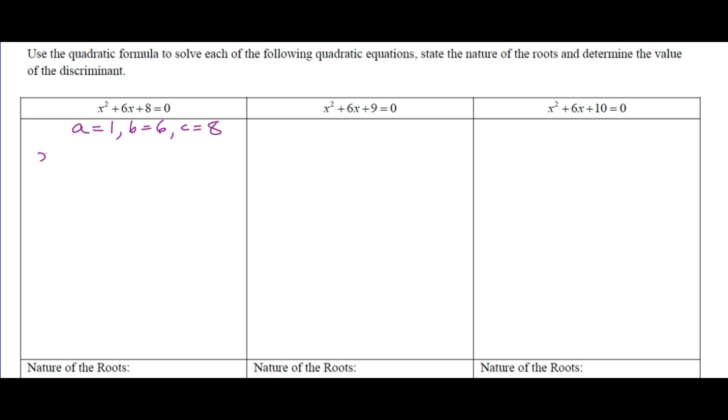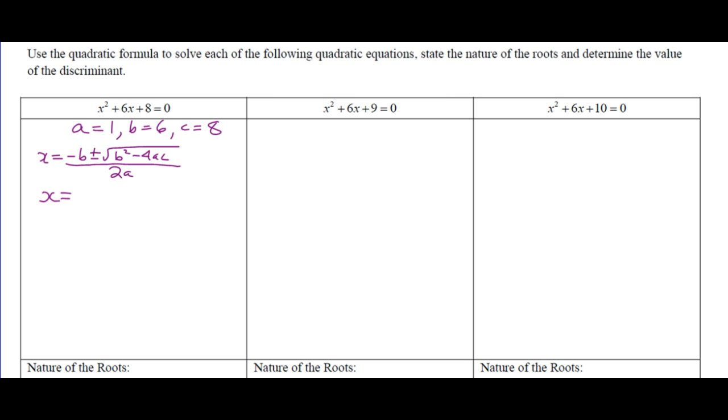Write out the formula. I don't care if it's on the formula sheet, although you should probably copy it off of the formula sheet. Make sure that your fraction bar extends underneath the entire numerator, and don't leave it off part way. Make sure that your root sign extends over the b squared minus 4ac. Just make sure your notation is good.